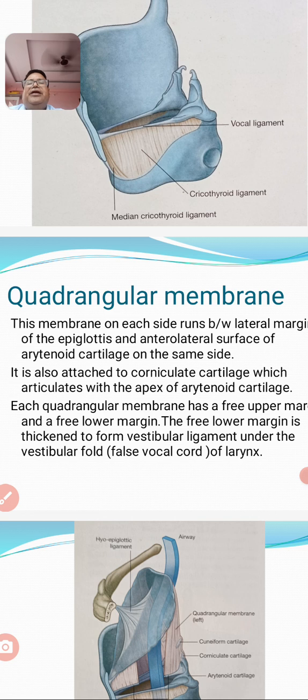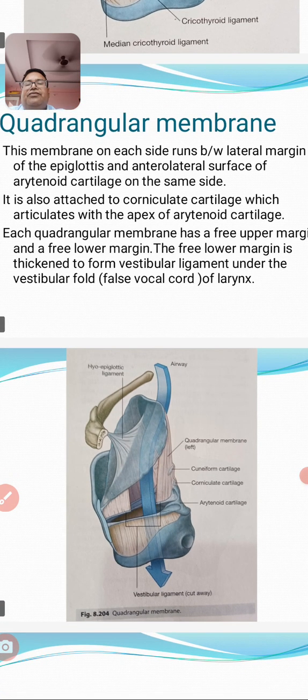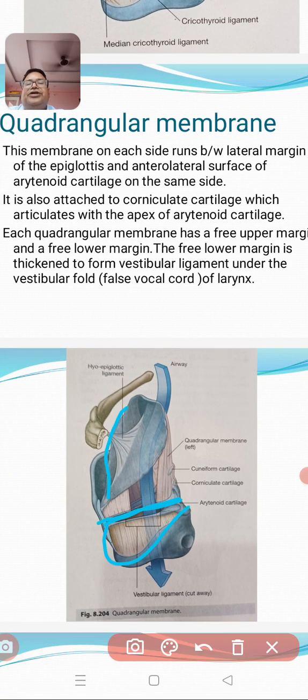The quadrangular membrane on each side runs between the lateral margin of the epiglottis and the anterolateral surface of the arytenoid cartilage. In this figure, this is the quadrangular membrane, and here is the epiglottis. Each quadrangular membrane has a free upper margin and a free lower margin. This free lower margin is thickened to form the vestibular ligament.